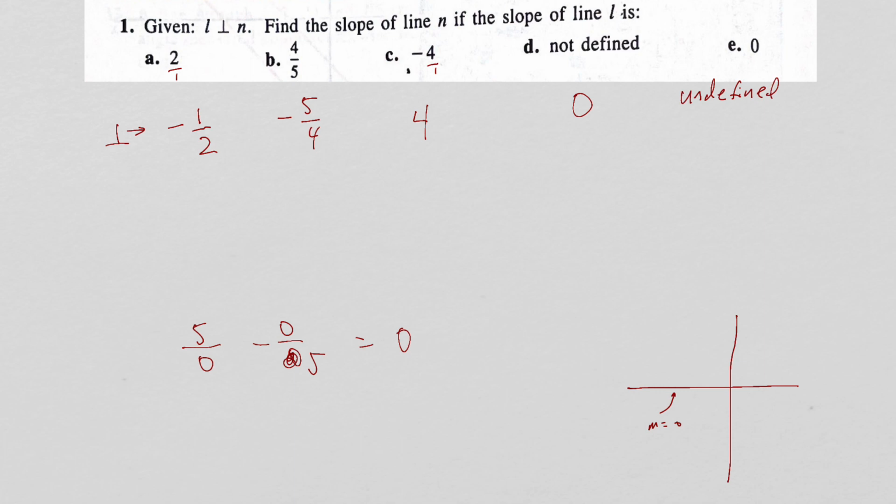Because if you had some number like 5 over 0, when you flip it upside down, I'm sorry, I take it back. The original was 0. So if you had 0 over some number, when you flip it upside down, you have a number over 0, and that's undefined.